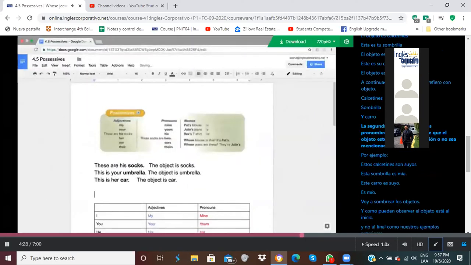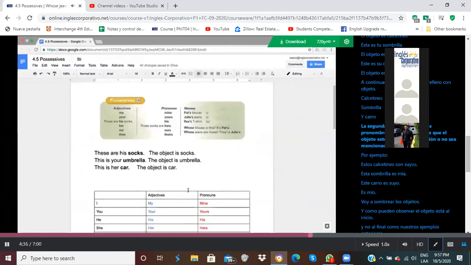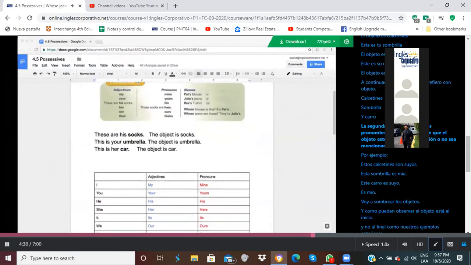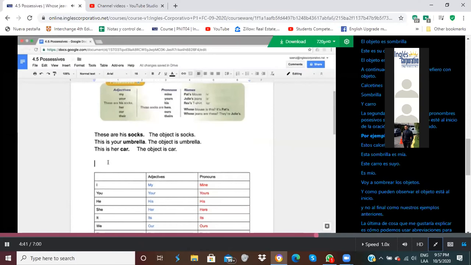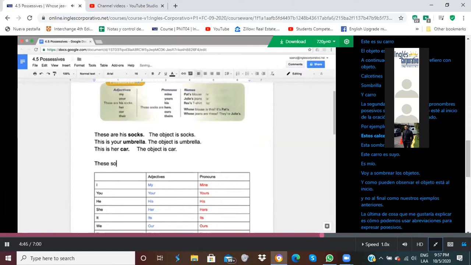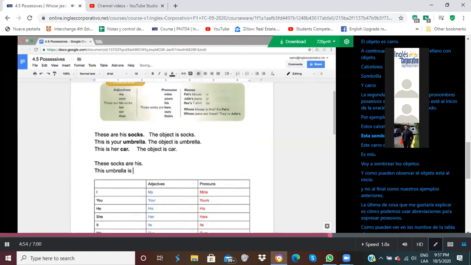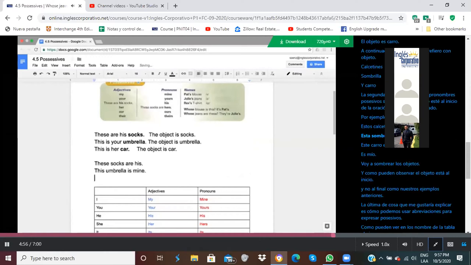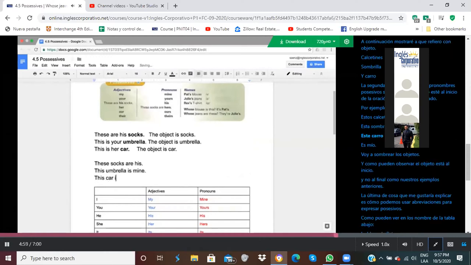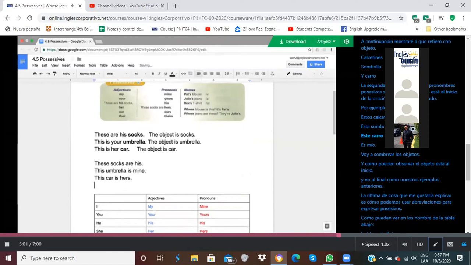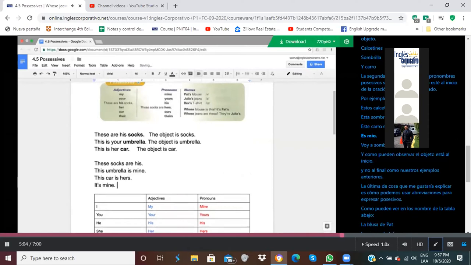Now, you will use possessive pronouns whenever the object is at the beginning of the sentence or not mentioned at all. Let's work with the same examples to make sure that we don't get lost. These socks are his. This umbrella is mine. This car is hers. It's mine.